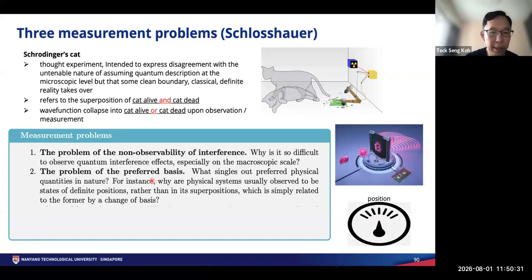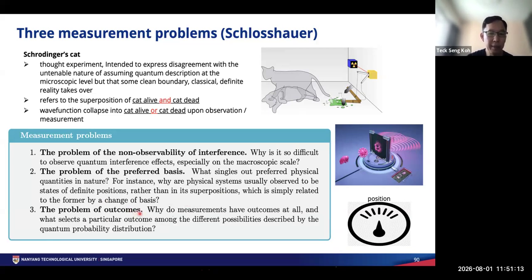Okay, the second problem is the problem of the preferred basis. What singles out some preferred quantities? For example, if you measure a molecule's position, it's usually going to be in a definite position rather than a superposition, which is just related to the former by a change of basis, right? For example, a definite position is a superposition of many different momentum states. Why is position preferred whenever you measure something, look at something, rather than momentum?